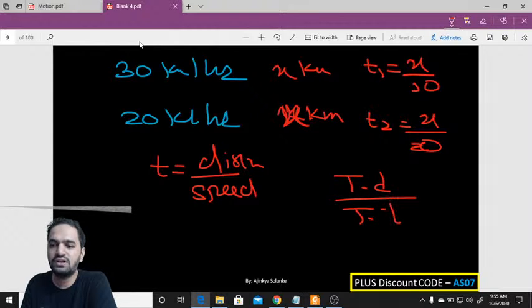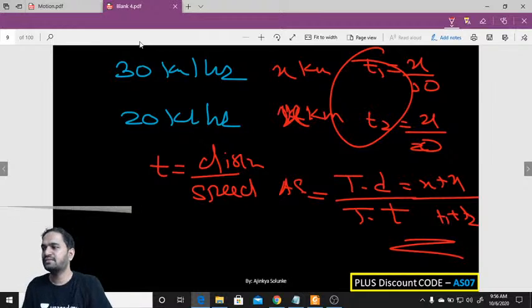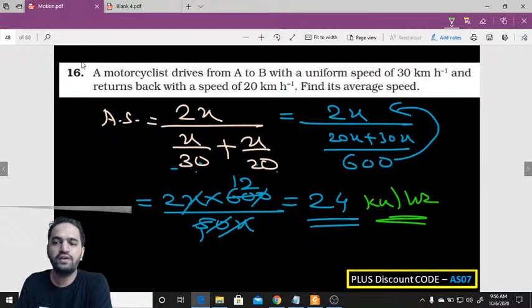You use those values in average speed, because average speed is nothing but total distance by total time. That is average speed. So we have that distance, that is x plus x, and total time is t1 plus t2. That's it. So the answer is going to be 24 kilometer per hour. Okay.